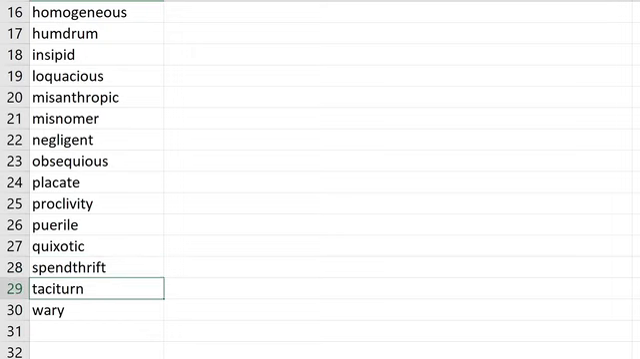And then finally, taciturn means to not say a lot. It's kind of the opposite of loquacious. It means to be very quiet. And then wary means cautious.